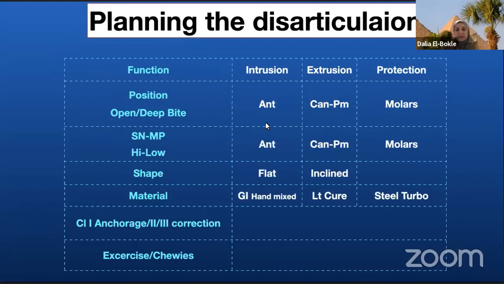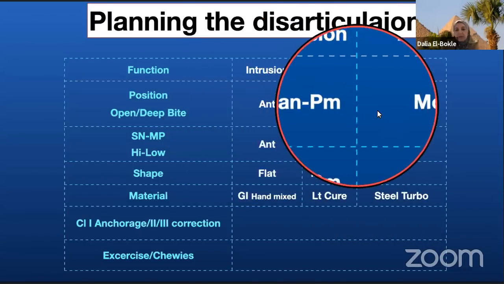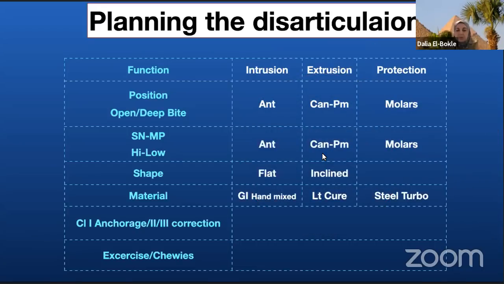This is a table that has all the features of the bite turbo, the function. It can intrude, extrude, or just protect the brackets from debonding. It can be placed anteriorly or at the canine, premolar, molar, in high angle cases or low angle cases. So you just put the table in front of you and make a check on the position, either here, there, or there, according to your preference. It's just a table that helps me not to forget any of the functions or the criteria that I want to have in my bite turbo.